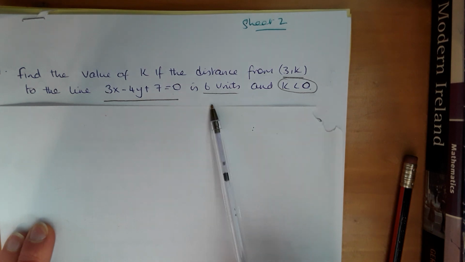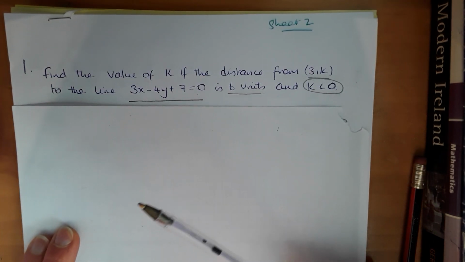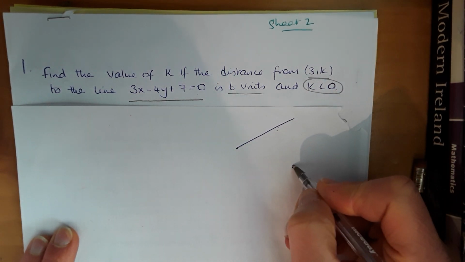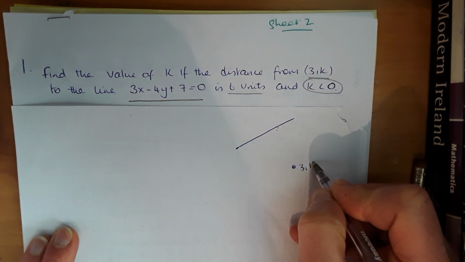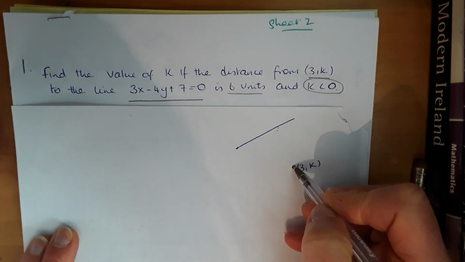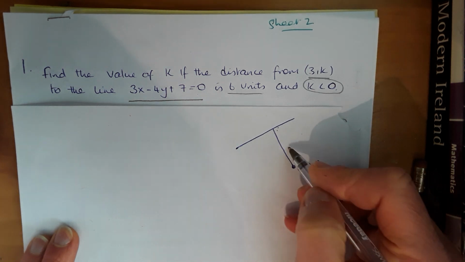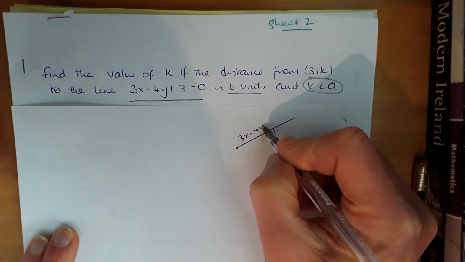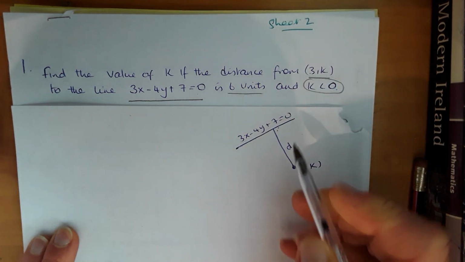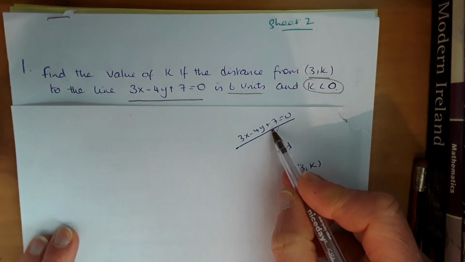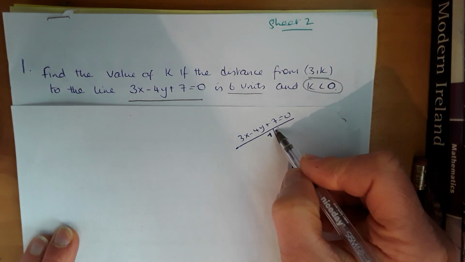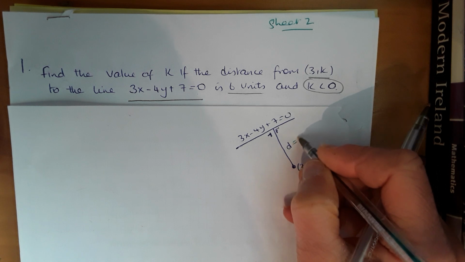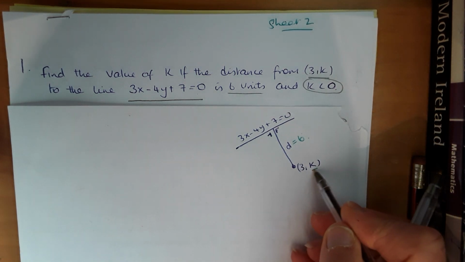is 6 units. So here, let's just assume that I have a line that's going like this, and I have a point here, and the point is 3k. Now, the perpendicular distance from that point to the line is called d. What is the line? It's 3x minus 4y plus 7 equals 0. So the perpendicular distance from the point to the line formula would be what I would normally use to get this distance d. But I have been told that d is 6.